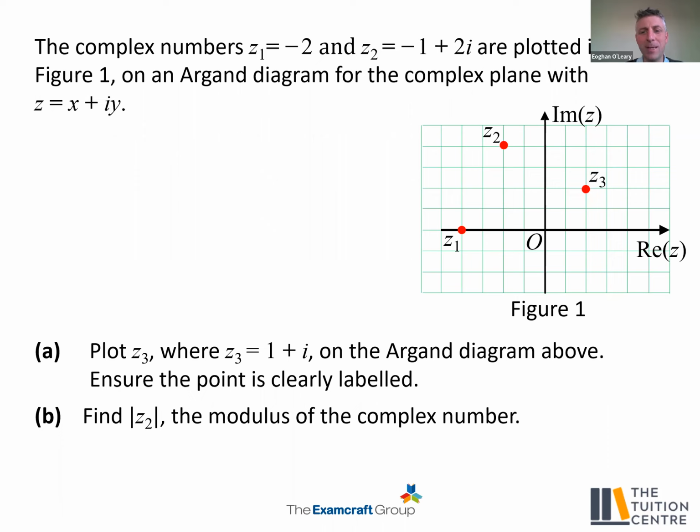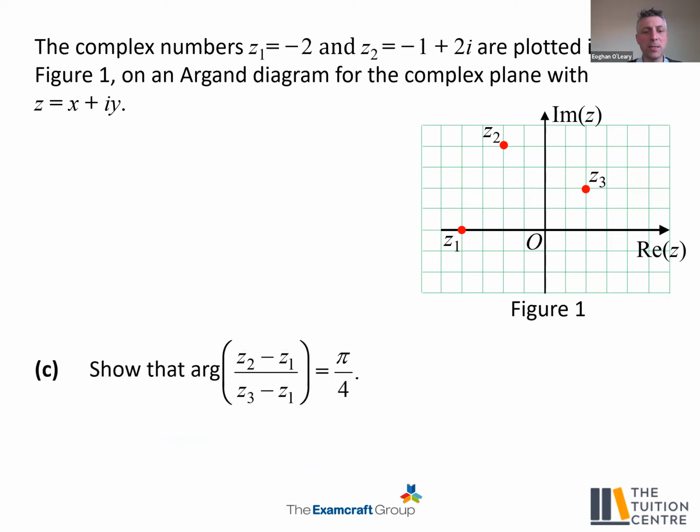Well, I'll be hoping any student doing higher level maths will be able to plot z3, and that was an easy 5 marks. Find the modulus of this complex number, z2. z2 is -1 plus 2i. So you can use Pythagoras' theorem or the square root of the real part squared plus the imaginary part squared. You're going to get root 5. So we're up to 10 marks.